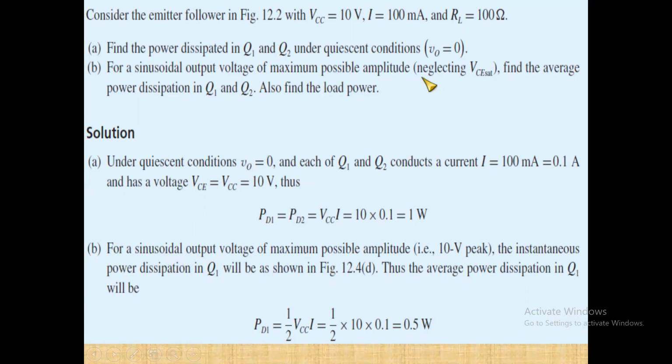The second part is, we need to find the average power dissipation in Q1 and Q2. And for a sinusoidal output voltage of maximum 10 volt peak, the instantaneous power dissipation in Q1 will be according to the waveform which is given in figure D. Thus, the average power dissipation in Q1 will be half of VCC into I, that is half into 10 into 0.1, equal to 0.5 watt.